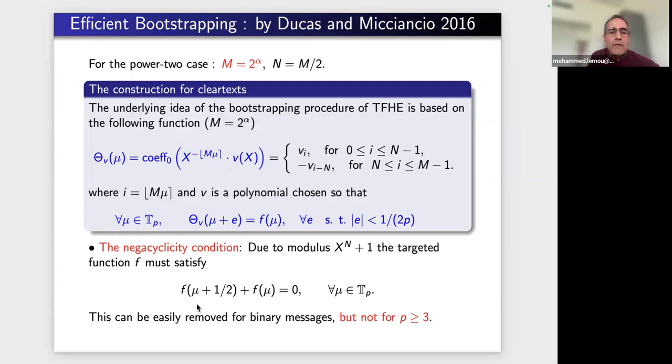So the function must satisfy this condition: f of mu plus 1/2 plus f of mu equals 0 for all mu. This can be removed easily if you have binary messages. But if p is bigger than 3, then you have to do some complicated things, and you are penalized in some sense on the error. There is no free lunch; you have to pay something.